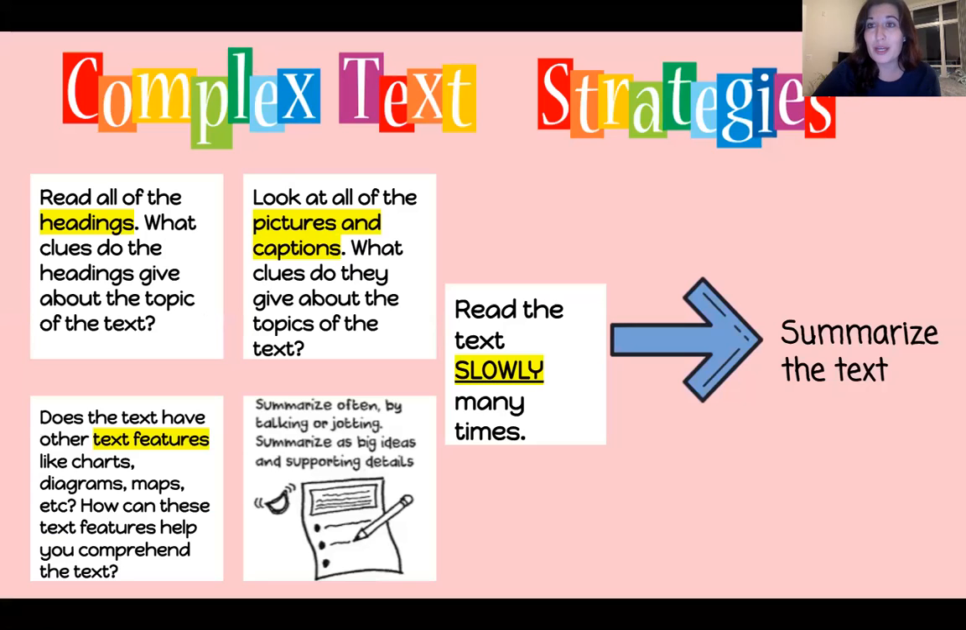There were some strategies we gave you though when text gets really complex. It's important to read all of the headings in the text, to look at pictures and captions, to look at text features, such as charts, diagrams, and maps. It's also important to summarize often, and you could take notes or pause to make connections and talk about the text. And lastly, it's important to read the text slowly.